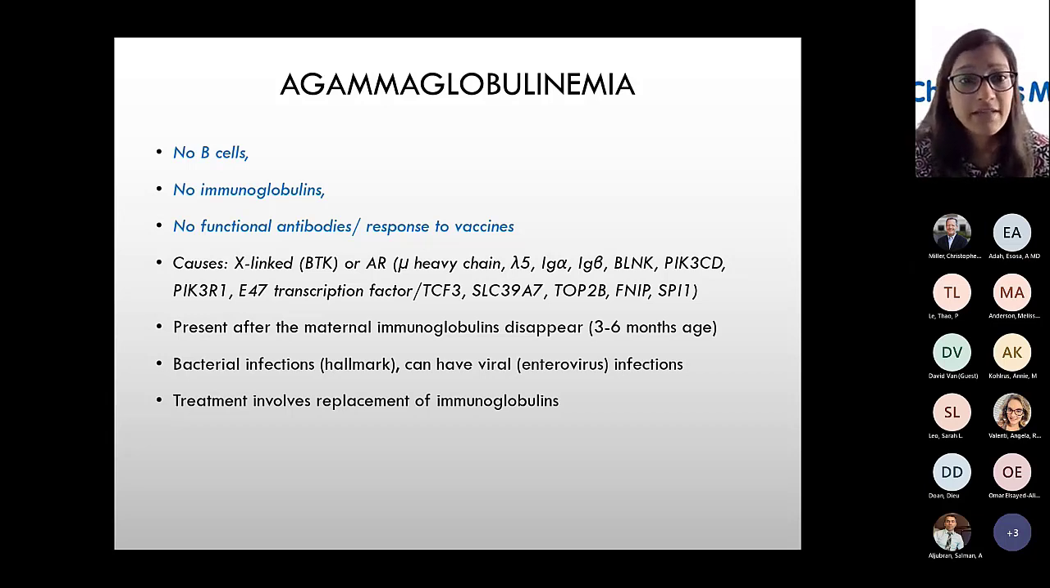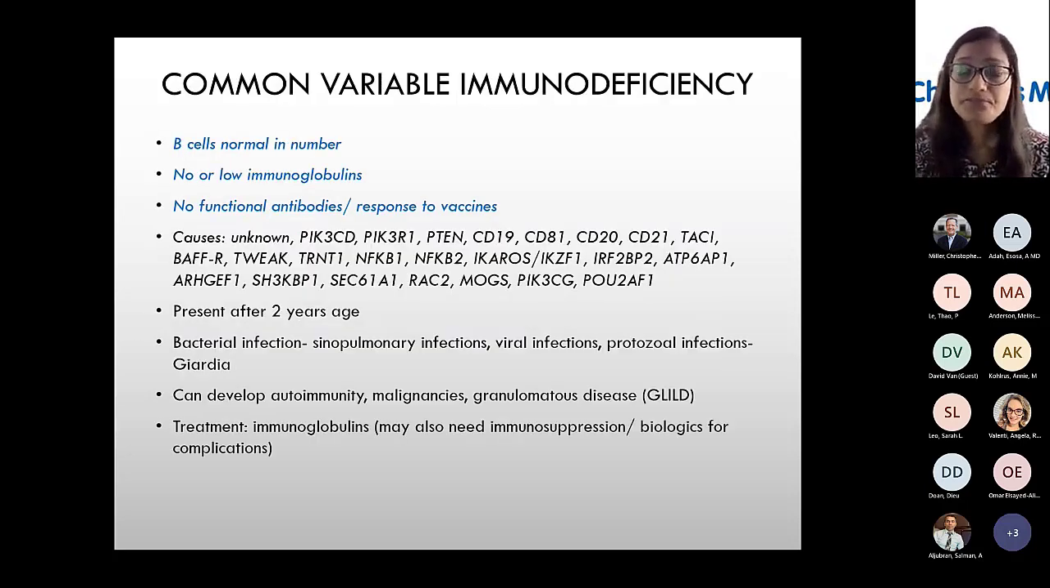There are several genes that can cause AGAM. Most of them are pretty rare. They are autosomal recessive. The most common among these is X-linked AGAM, which is BTK, and that's your typical AGAM that you hear about. These are boys who present around 3 to 6 months of age with bacterial infections. They can have viral infections. Enteroviral encephalitis is something that has been noted with these patients, and then treatment is replacement with immunoglobulin infusions.